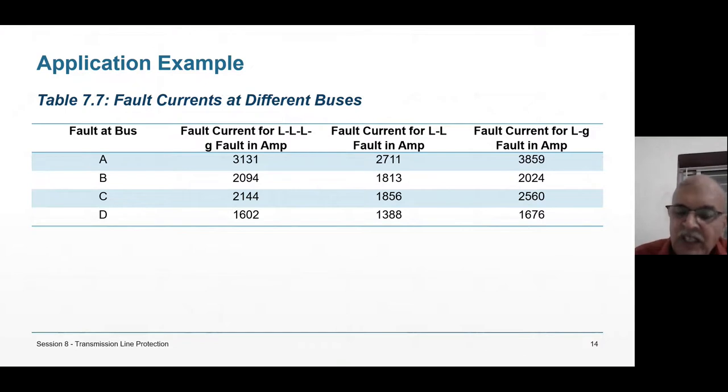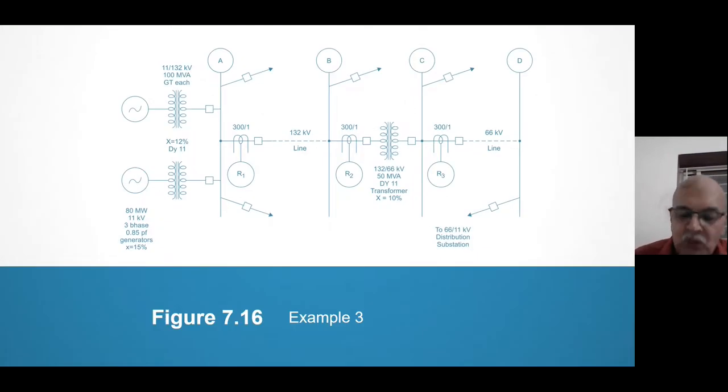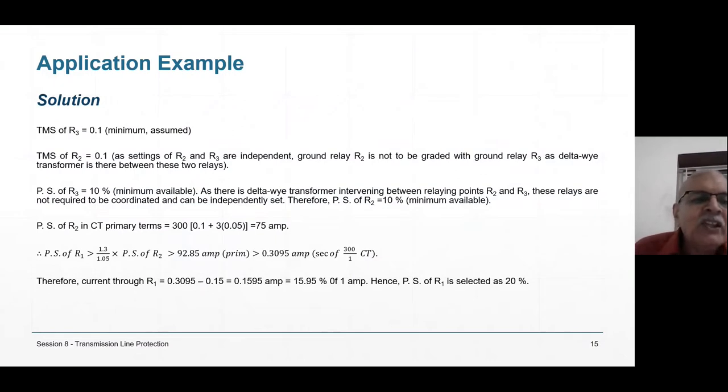So 16.76 is there. So going back, 16.76 minus 0.15, right? And accordingly, we will see that R3 TMS is 0.1 minimum, R2 also 0.1 minimum, R3 10%, R2 is also 10%. You don't have to think. But PS of R2 in CT primary terms is 75 ampere, because 0.1 plus 3 into 0.1 plus 300. So R1, R2 you will have to coordinate. So therefore current through R1 is 0.3095 minus 0.15. So 0.1595, 15.95%. So we go for 20%.